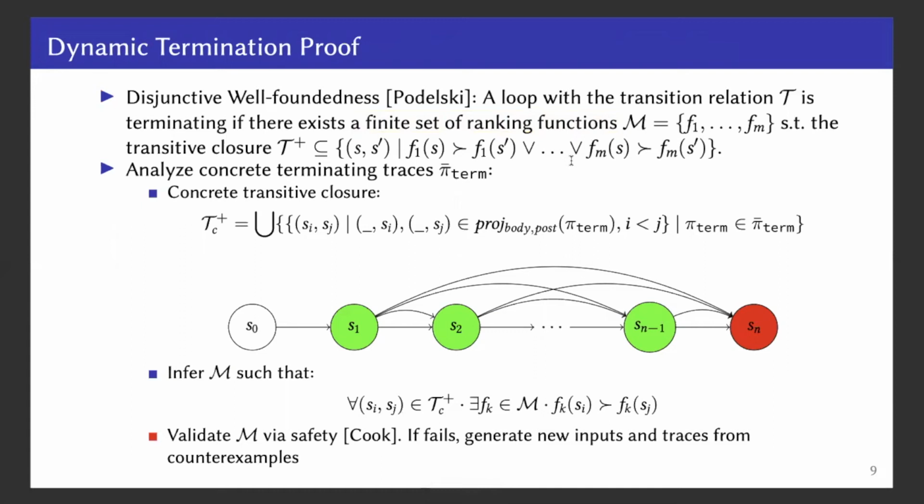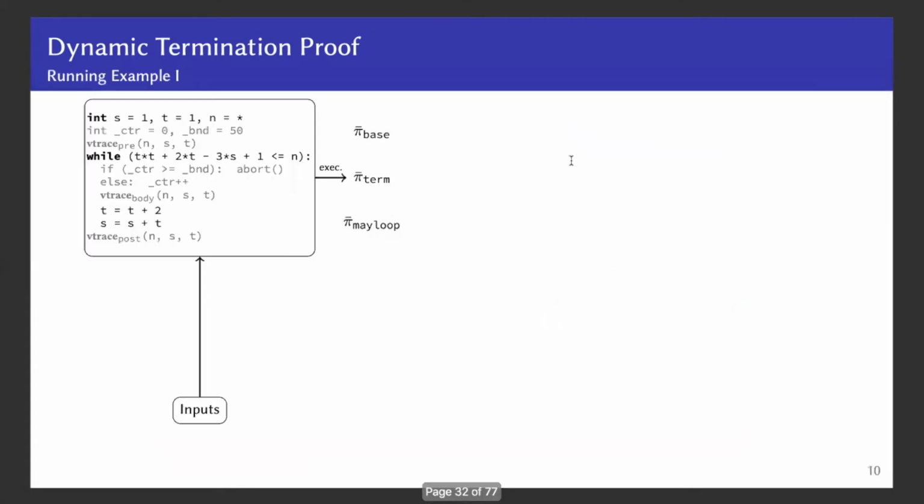Finally, we use external static proofs to validate the set of ranking functions M. If the validation is not successful, we use a counterexample to generate new inputs and trace it to infer new ranking functions. Next, we will show how DynamiTe infers ranking functions for the motivating example B1.